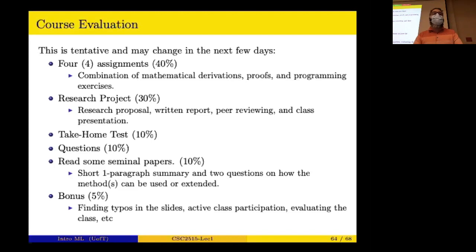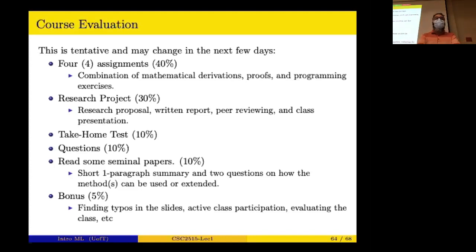There is a research project that will be 30% of the course. You need to have a research proposal, written reports, and peer reviewing. I'm not sure if you will do it or not, and probably a class presentation, but that depends on how many students actually enroll by the end of the course. Like if there are 20 groups, we can present it in 1 lecture, each 5 minutes or so. But if there are 30, 40 students, probably not.